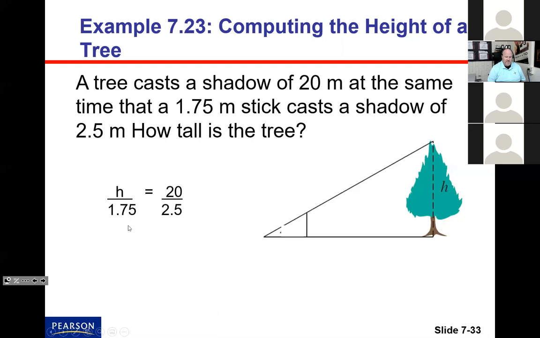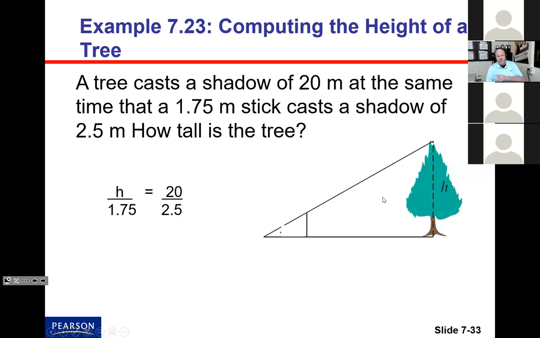So what we do is we set up a proportion. h, the height of the tree, over the height of the stick is equal to the length of the shadow of the tree over the length of the shadow of the stick. So height of the tree over the height of the stick, length of the shadow of the tree over the length of the shadow of the stick. And you can see it's a proportion.